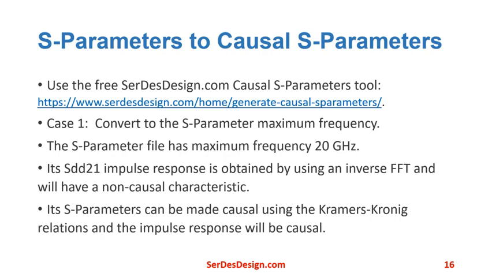This tool uses the SerDesDesign.com anti-aliasing algorithm process for converting frequency domain data into causal characteristics in the time and frequency domain. Consider the same S-parameter based channel discussed earlier. It had a maximum frequency of 20 gigahertz with 7.5 dB loss at 10 gigahertz. The SDD21 differential channel characteristic will be evaluated. Using an inverse FFT, the equivalent time domain impulse response can be obtained and will have non-causal characteristics.